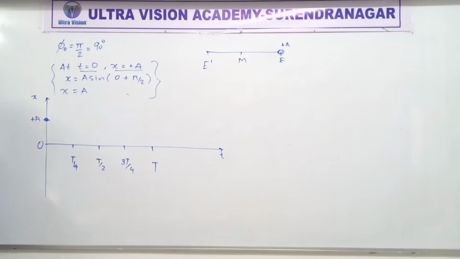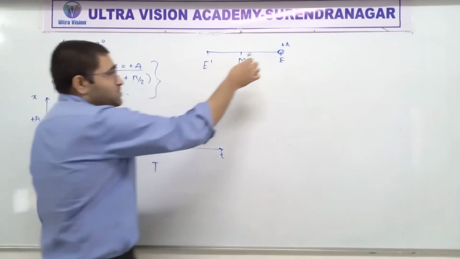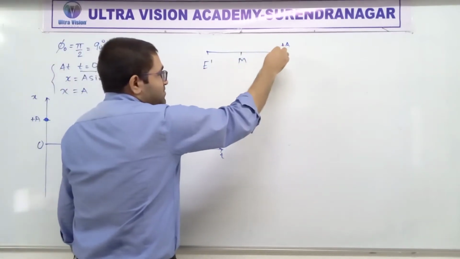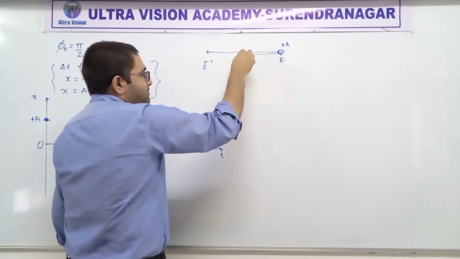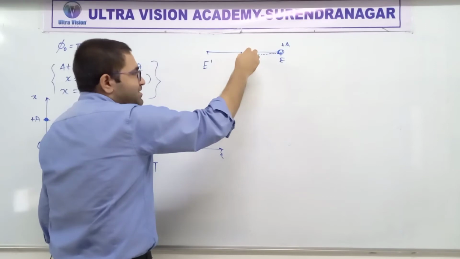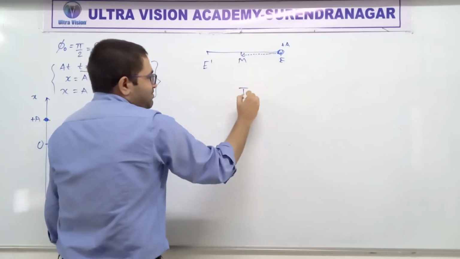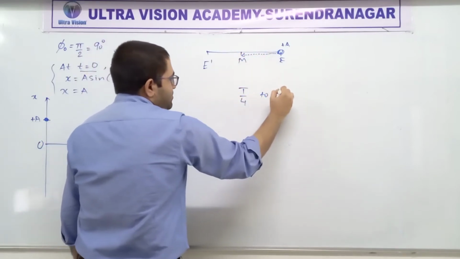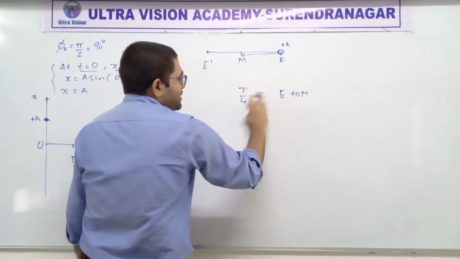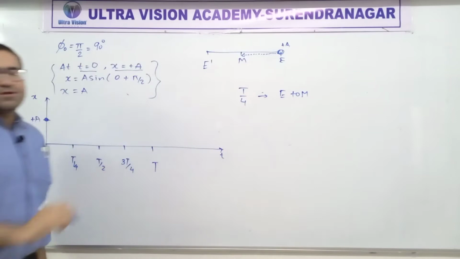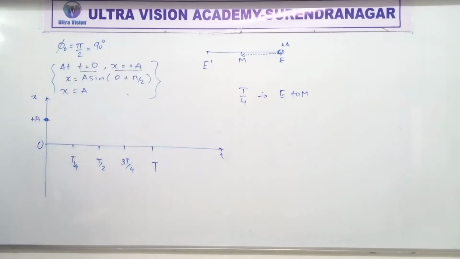Then what next? We figured out earlier that it will take a time T by 4 to go from E to M. Is that okay? I repeat: it will take a time T by 4 to go from E to M. Is that clear or not clear? Do you remember that?